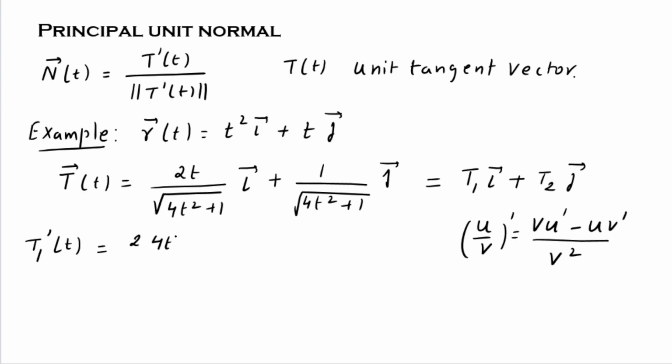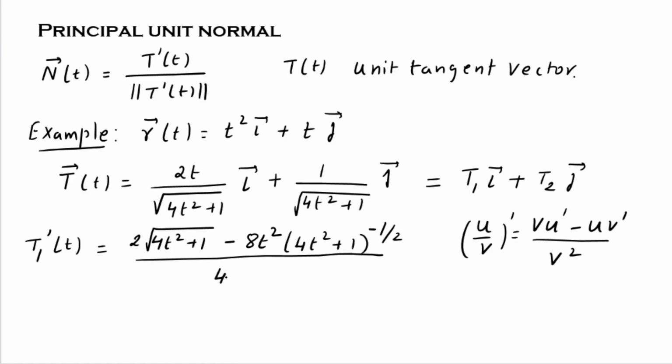2 times square root of 4t square plus 1 minus 8t square multiplied by 4t square plus 1 to the power of half minus half. This whole thing is divided by 4t square plus 1. Now we can simplify T1 prime a bit further by multiplying and dividing it by square root of 4t square plus 1.